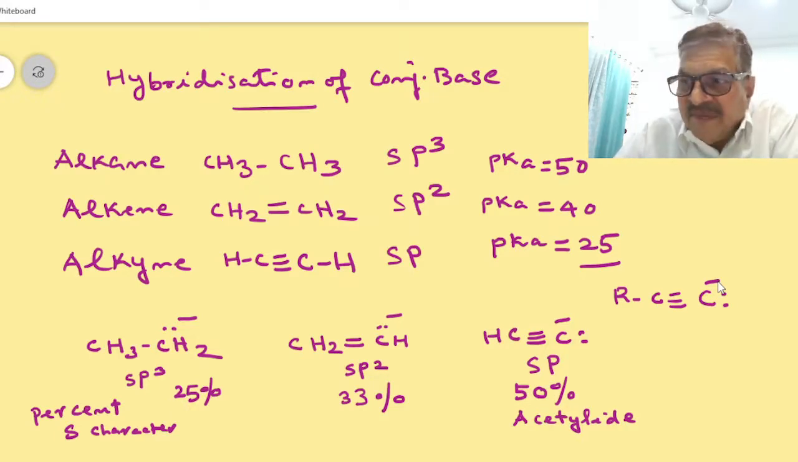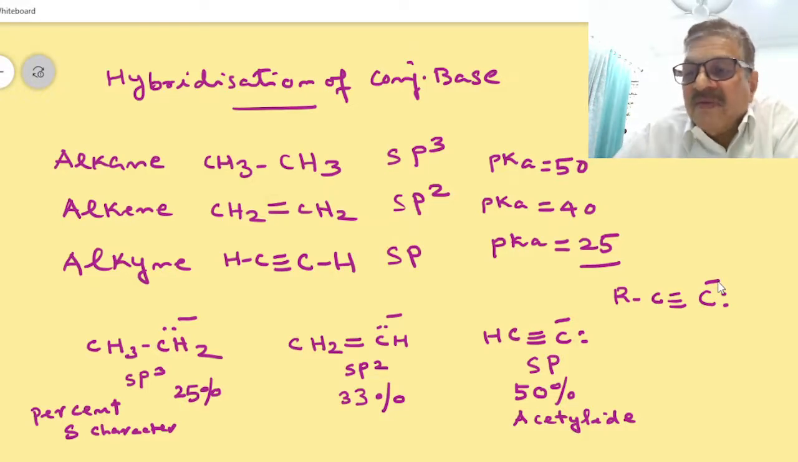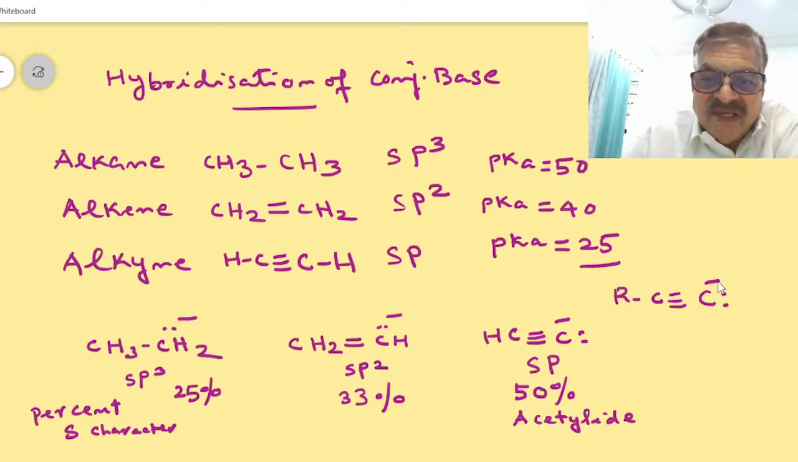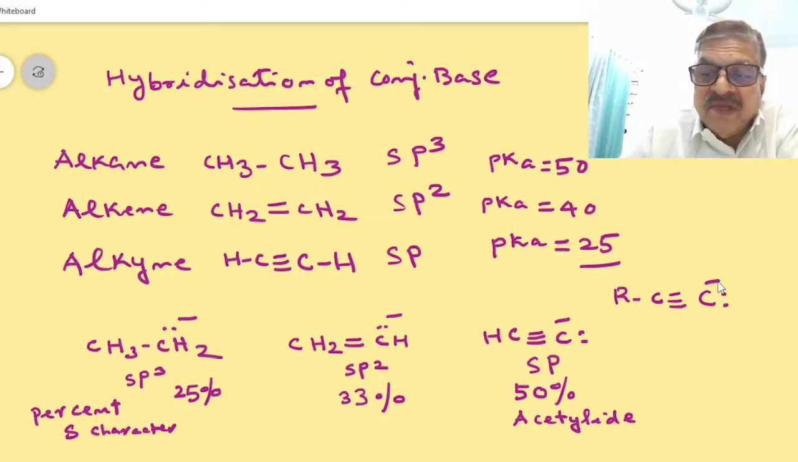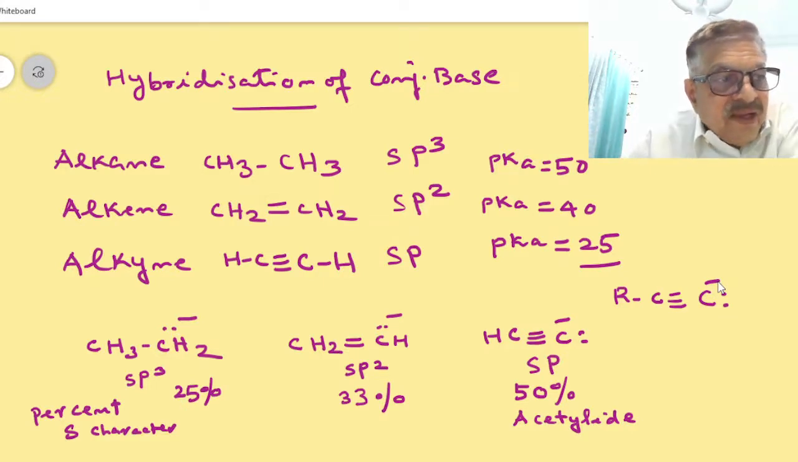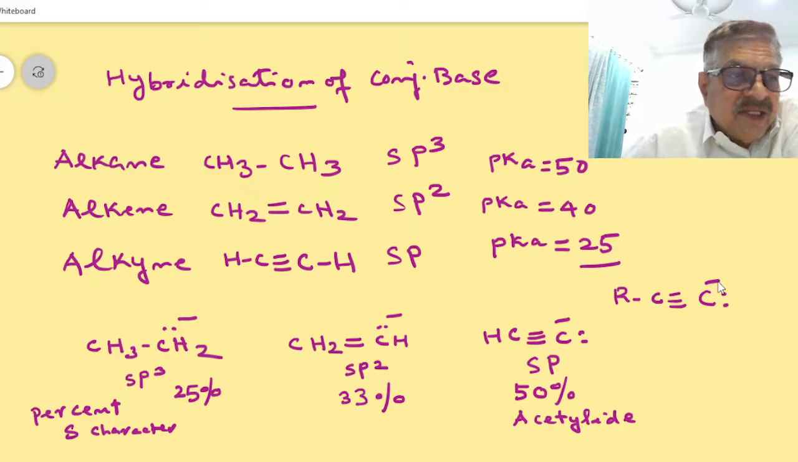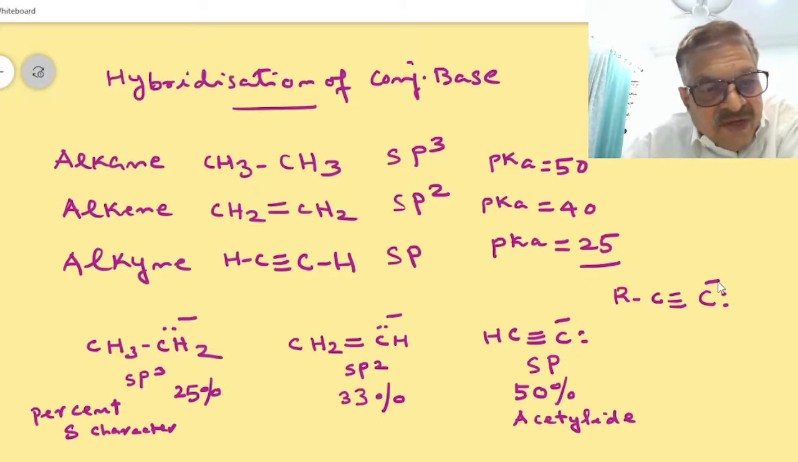Now, the higher percent s character means what? That is, the hybrid orbital has a larger fraction of the lower energy s orbital. Correct. In the case of the acetylide anion, the percent s character is 50% here. Now, the higher the percentage of s character of the hybrid orbital, the more stable the conjugate base is here. Okay. Therefore, acidity increases.